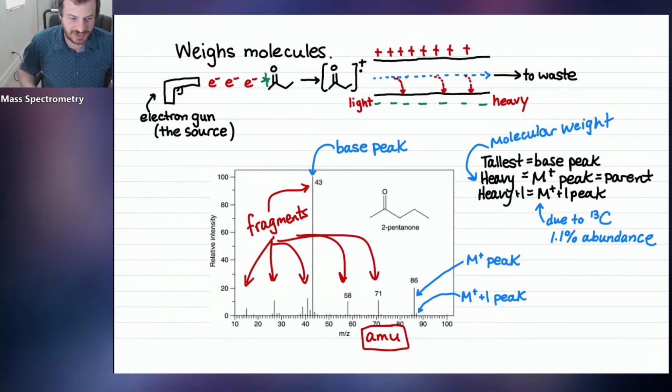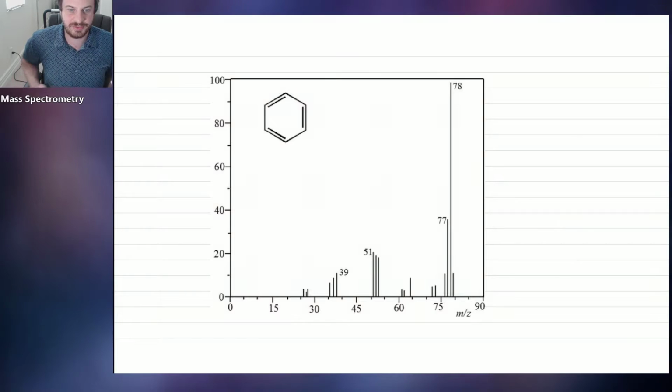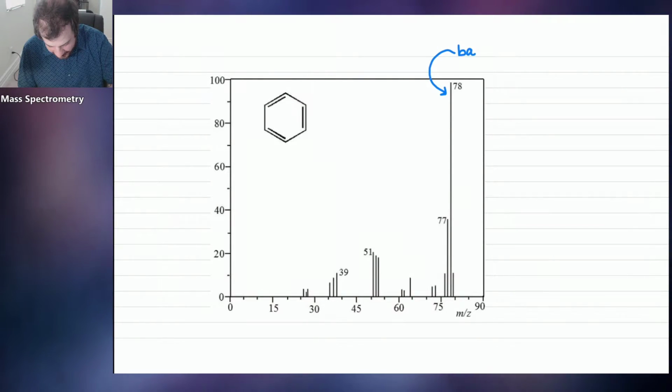So let's take a look at an example and label the peaks. Okay, here is a mass spectrum of benzene, one of our favorite compounds. And can you find for me the base peak? That's right, the base peak is the tallest peak. So that's going to be right here at 78. Can you find the M plus peak? That is the heaviest peak. The heaviest major peak, I should say.